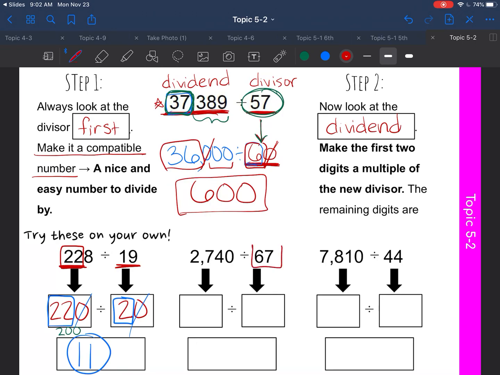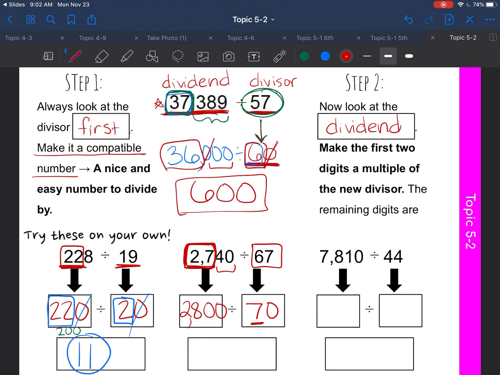67. What can we make 67? We can make that 70. Okay, and now you're going to look at the first 2 digits of your dividend. How can we change 27 so that it can be divisible by 7? Think about your 7 times tables. I can make this 28, which is divisible by 7, and then the 4 and the 0 just become zeros.